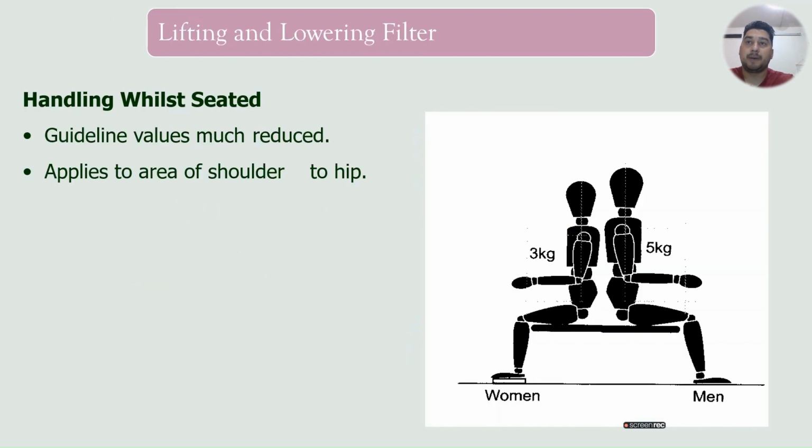Pushing and pulling. Handling while seated. Whenever you are sitting and you have to handle the weight, guideline values are much reduced. This applies to the area between shoulder and hip. So for women, the maximum weight is 3 kg, and for men, the maximum weight is 5 kg whenever you are handling any load while you are sitting.